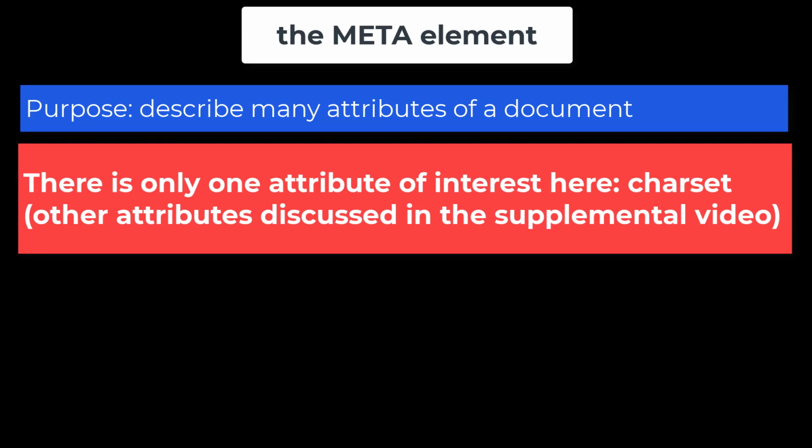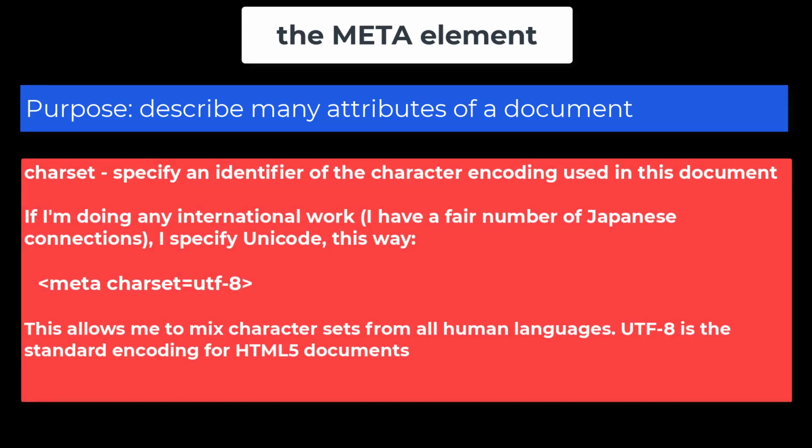Other attributes are discussed in the supplemental video. Charset specifies an identifier of the character encoding used in this document. For example, if I'm doing any international work, I have a fair number of Japanese connections, I specify Unicode this way: meta charset equals UTF-8. This allows me to mix character sets from all human languages. UTF-8 is the standard encoding for HTML5 documents.